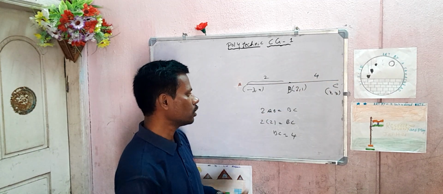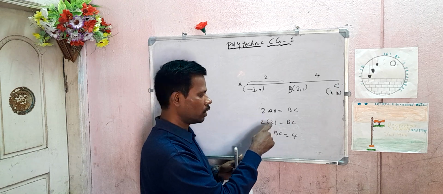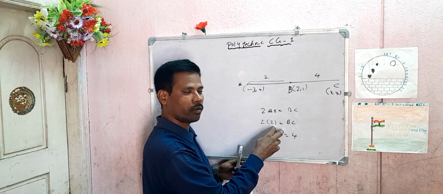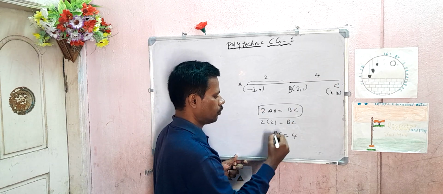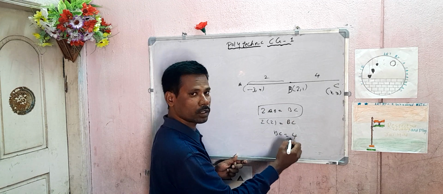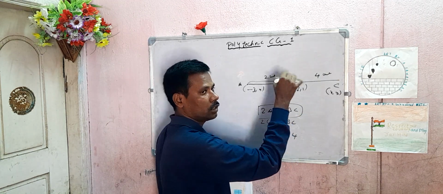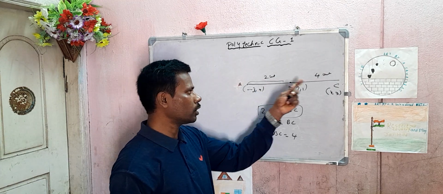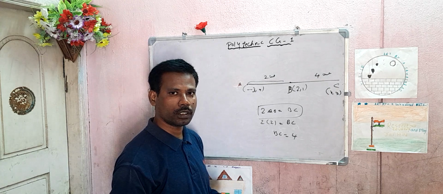BC length is 4, and 2 times AB, so AB length is 2, because the condition is given like that. BC is 4 units, AB is 2 units. Since it is coordinate geometry, we denote it as units. So from this, what idea can you get?